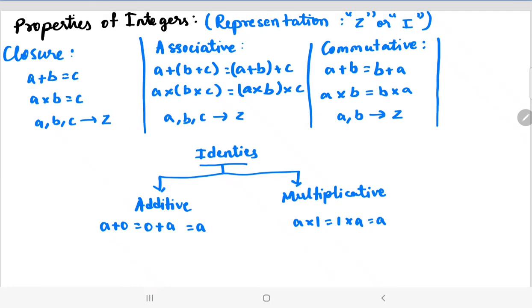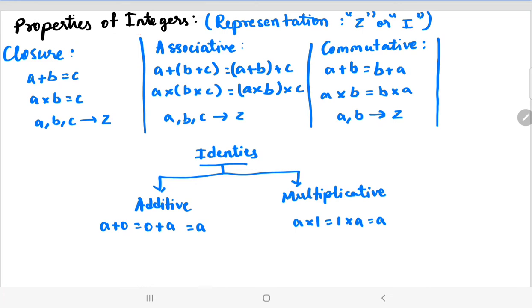So, if you just ask me how to represent integers, then we can represent integers either by using the capital Z or by using the capital I. We can use any one of them. Both are same. And now let us discuss the properties of integers.